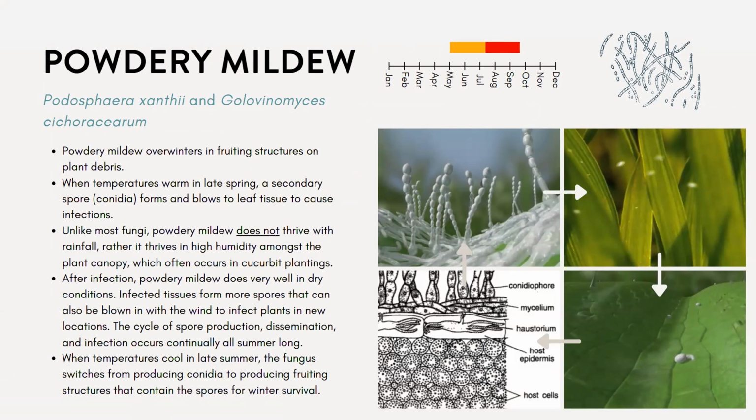So not the whole environment, or not the whole climate, but the plant canopy, which is common with cucurbits because they have really thick plant canopies, right? After the infection, the powdery mildew.